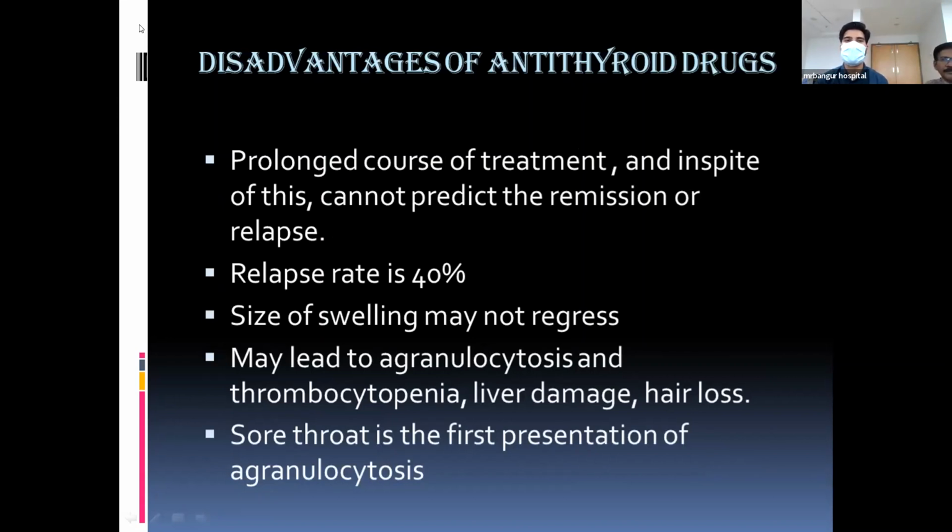There is a prolonged course of treatment, and in spite of this, we cannot predict the remission or relapse rate. Relapse rate is 40%, and the size of swelling may not regress, as in case of toxic nodular goiter. It may lead to agranulocytosis and thrombocytopenia, liver damage, hair loss.